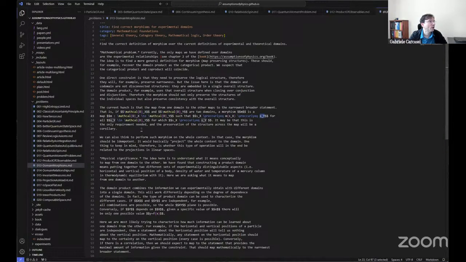It may be that this is the only requirement needed, and the preservation of the structure across the map would be a corollary. We can also think to perform such a morphism in the whole context. In this case, the morphism should be idempotent. It would basically project the whole content to the domain. One thing to keep in mind, therefore, is whether this type of operation will then be related to the projection in linear space. So this is essentially something that might justify a lot of other things at a higher level. And so it's why it should be interesting to look at it.